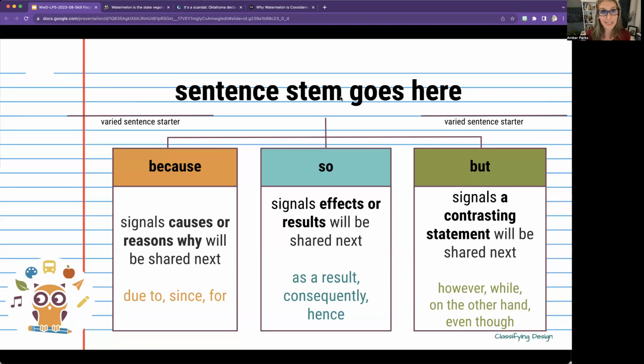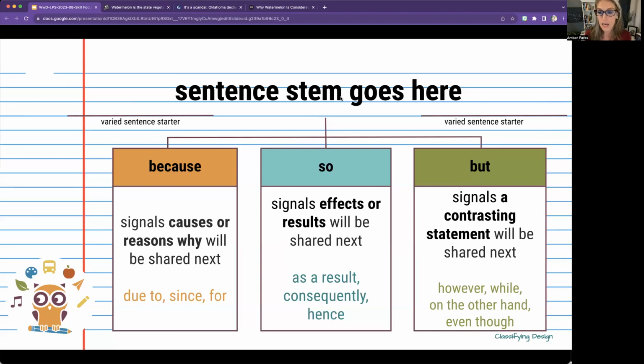With so, it signals effects or results. It talks about what happened after the event or the topic that's mentioned in the sentence stem. And so you can see 3 great transitional words, or phrases: as a result, consequently, and hence. All 3 of those are interchangeable with so, and depending on the tone of the piece and what's being talked about, some might sound better than others. And so this is where writers get to find their voice and have choice to decide which words they want to pull in.